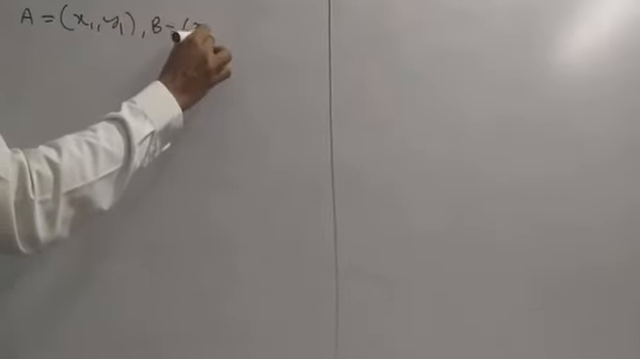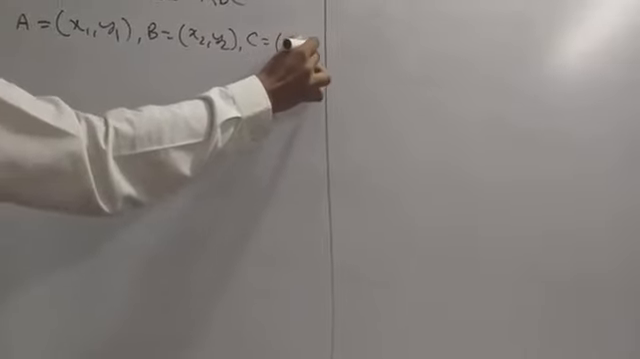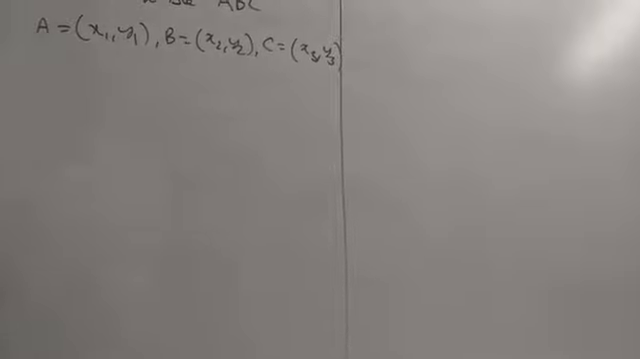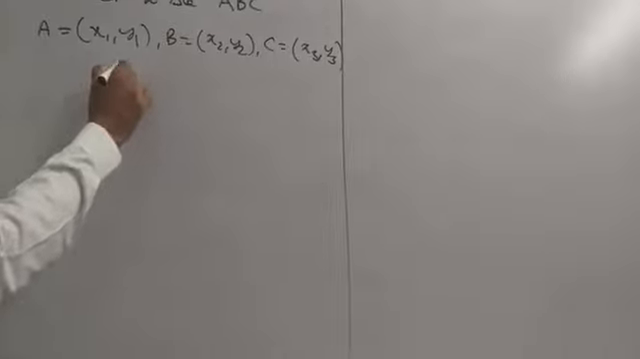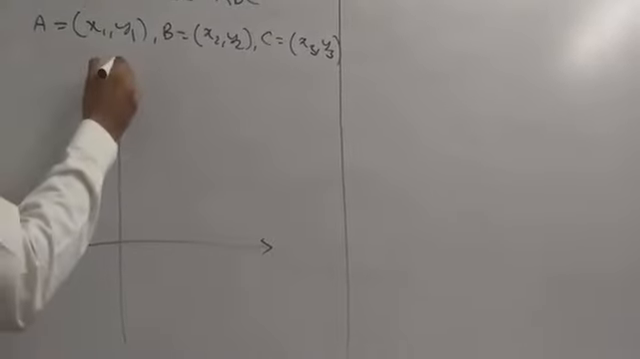B equal to x2, y2, C equal to x3, y3. Now, how can we find the area of this triangle by using coordinate geometry concept? Let us observe the diagram.